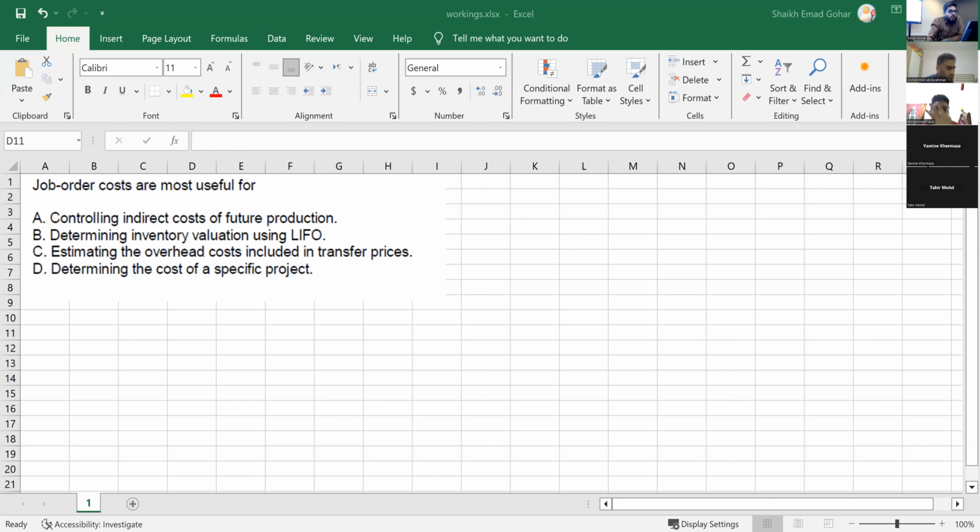So what is the best answer? Because the word they use, specific project, is a job. So you need to remember these keywords: specific, unique, identifiable, work, or customized. If these types of words are coming, it definitely means we are talking about which method? Job costing. Clear, everyone?